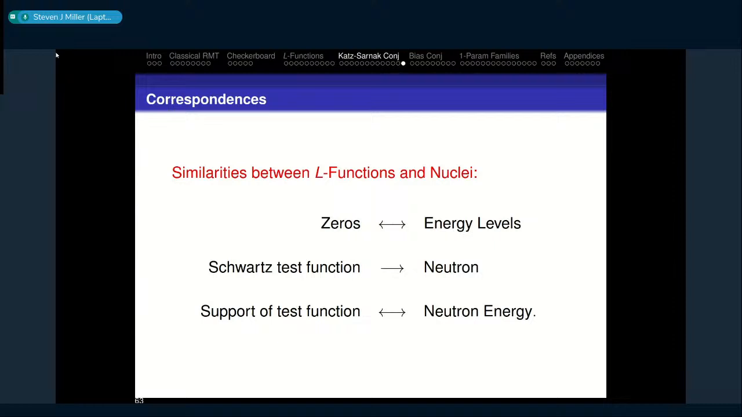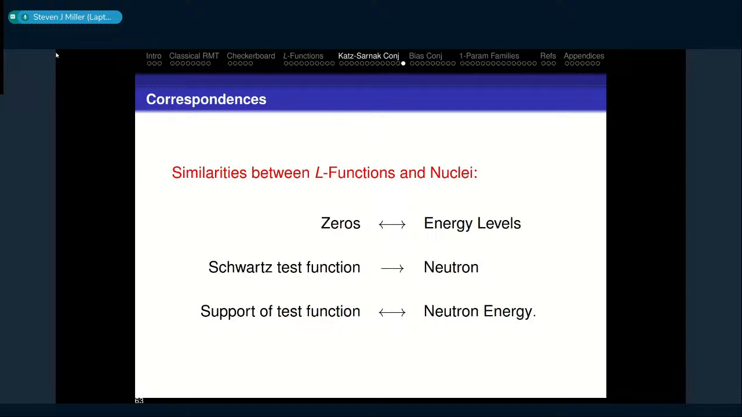I promised a dictionary to convert from my physics accent to my math accent. So here is how I view these things. The zeros of my L-functions correspond to the energy levels in nuclear physics. In nuclear physics, we shoot in a neutron and we see what comes up. The analog in number theory is we shoot in a Schwartz test function and we evaluate these sums. In nuclear physics, we would love to shoot a neutron of arbitrary energy, but we can't. We can only shoot neutrons whose energy lies in a given band. And from that partial information, we try to deduce what's going on.